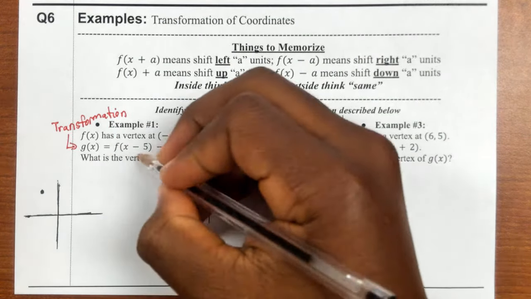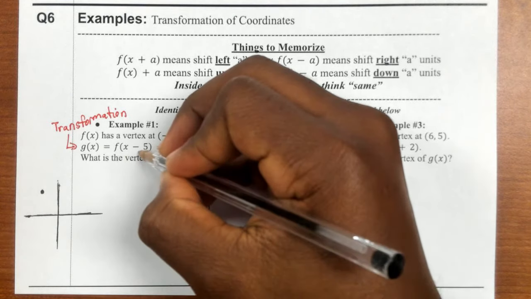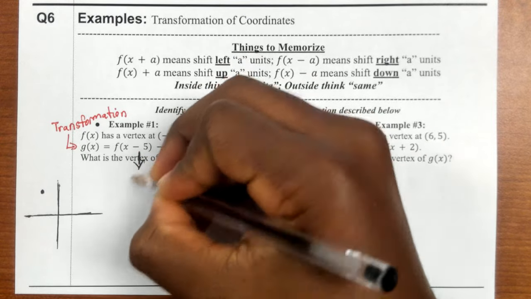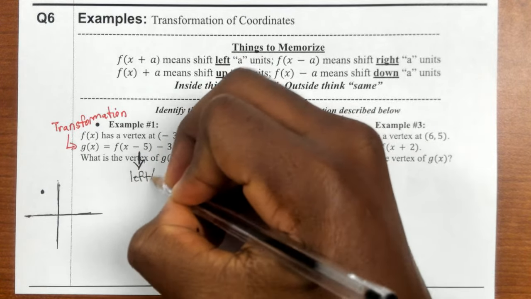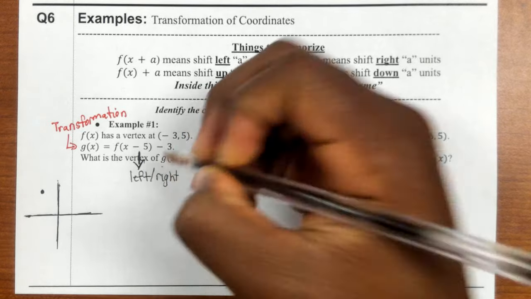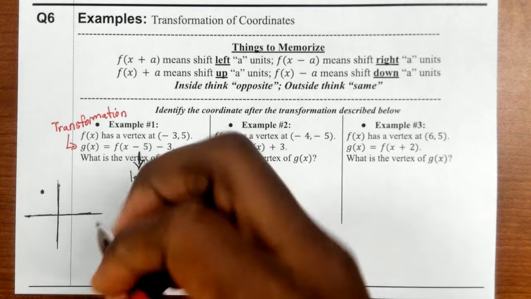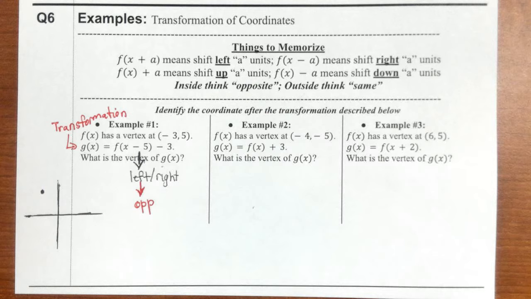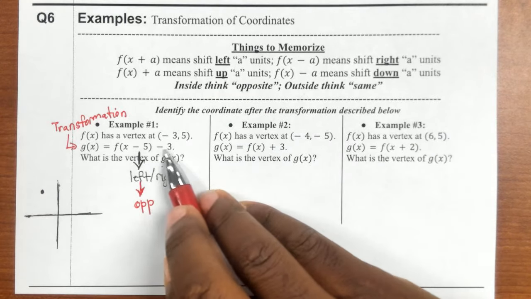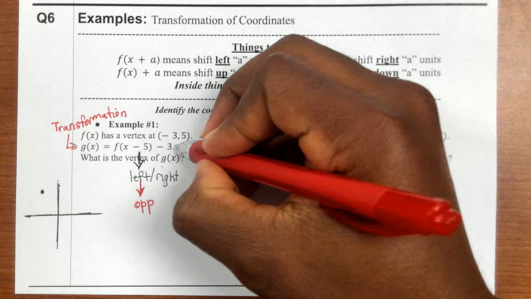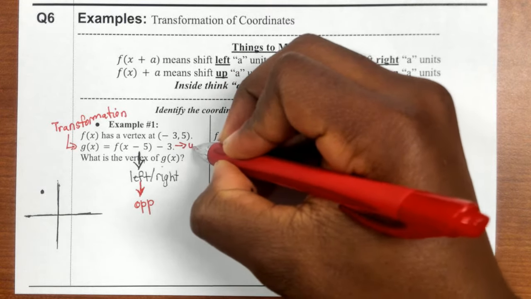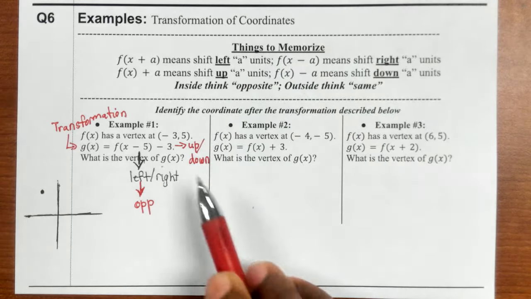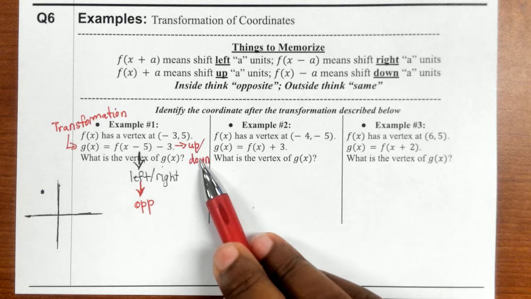Whenever you see this type of transformation, the number on the inside tells you a direction. It tells me if I'm going either left or right. However, whenever I look at that number on the inside, I always need to do the opposite of that number. The number on the outside of that transformation tells me another direction, up or down, and that direction you do not do the opposite of.